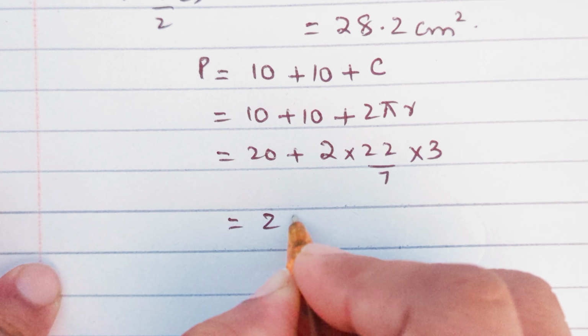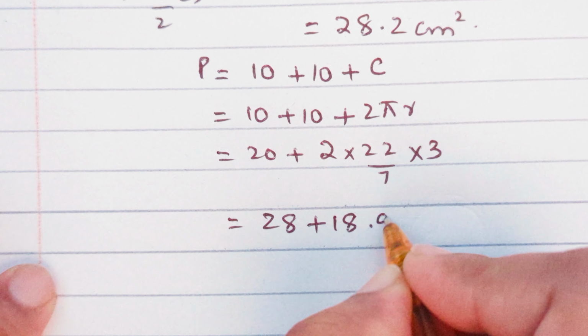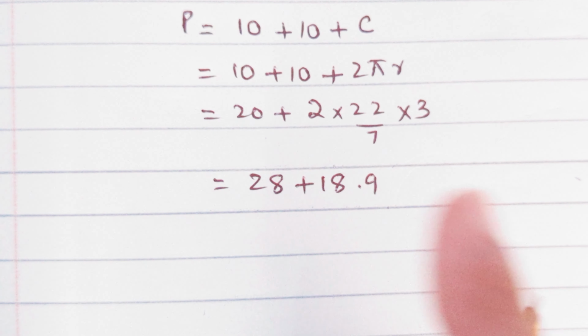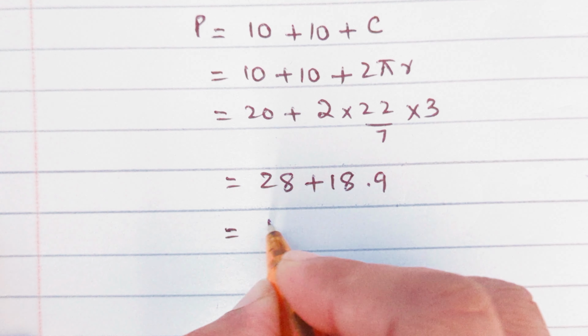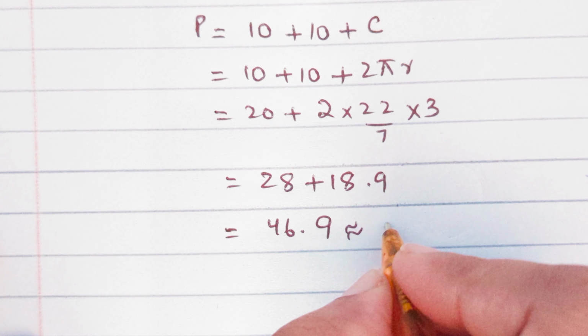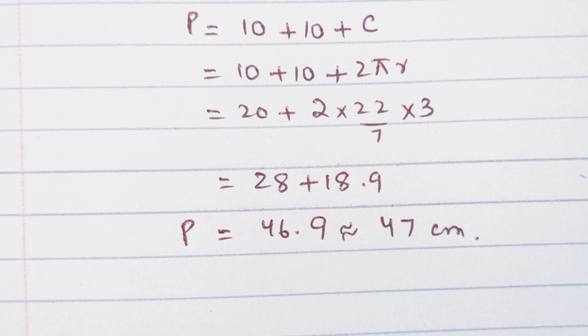Let's take it as 18.9. And the answer will be, when we add both of them, we will get 46.9, which is around 47. So we can say the perimeter of the whole shape will be 47 centimeters.